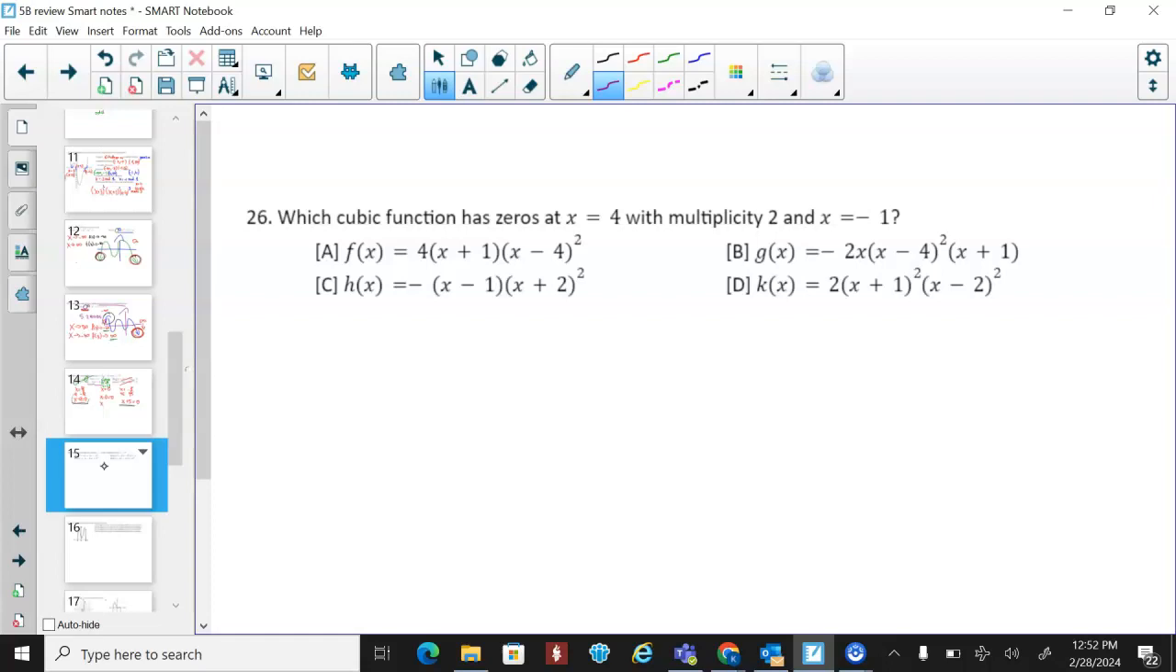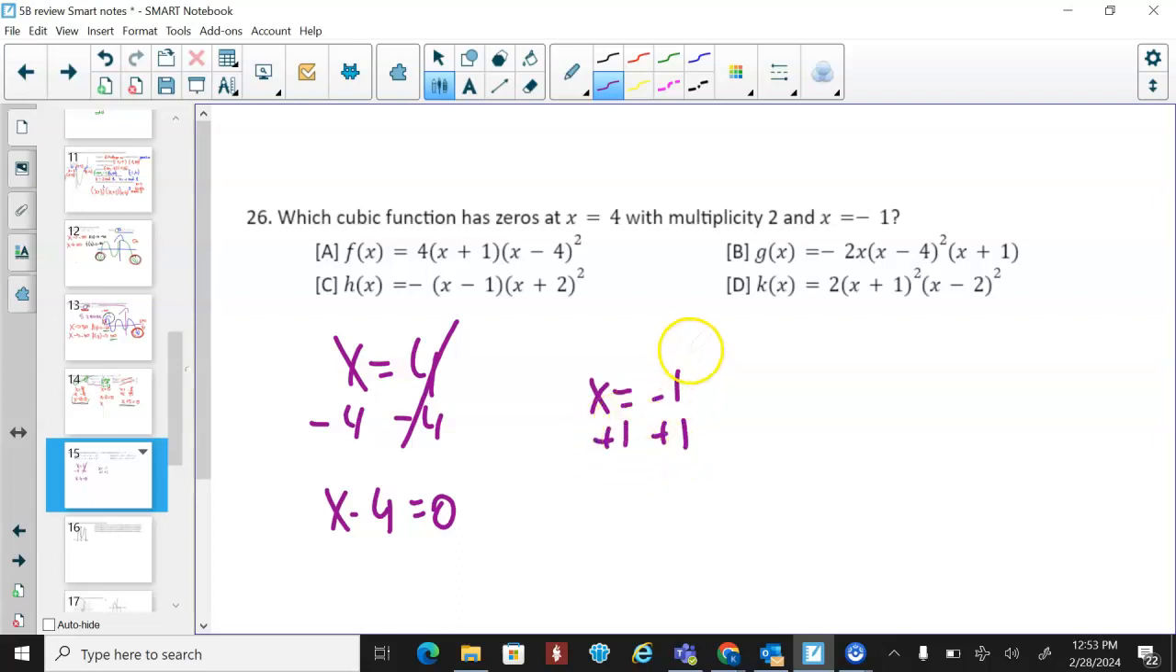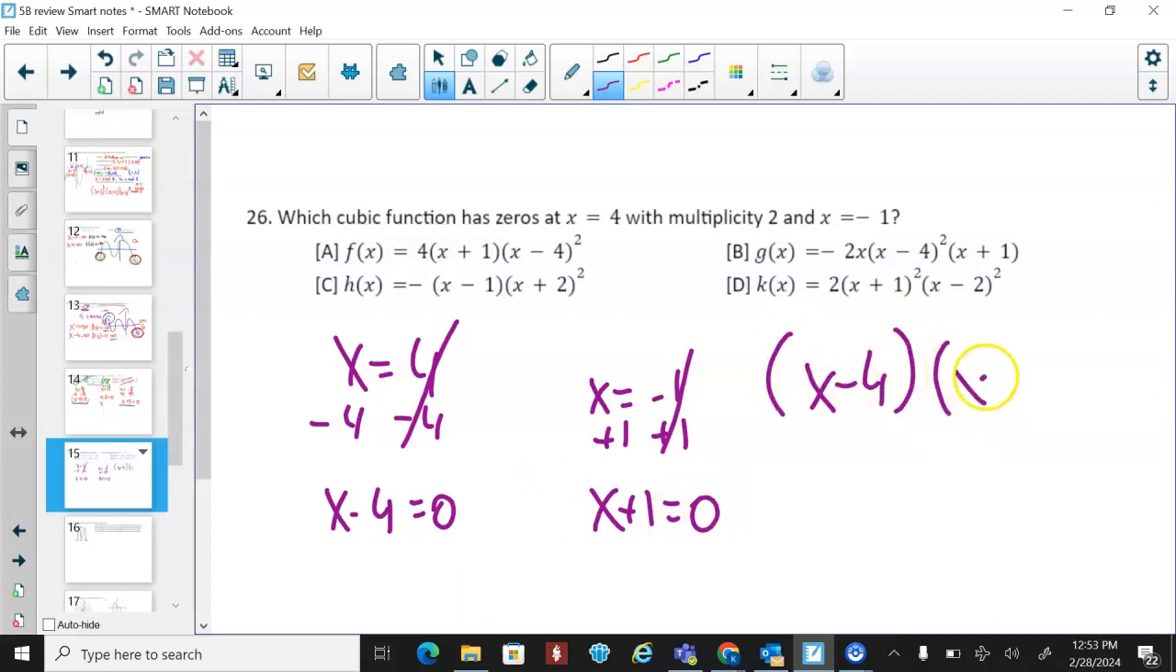All right, cubic function that has zeros at 4 with multiplicity of 2 and x equals -1. So again, if I want to take the factor of 4 and set it equal to 0, I'm going to subtract the 4 to go backwards. x minus 4 will equal 0. And then we also have x equals -1, so I would add the 1 to both sides. So x plus 1 will equal 0. Now these are my two factors, okay? So I got x minus 4 and x plus 1. Now it also states that it's a multiplicity of 2 with x equals 4. That means that 2 will go up here.